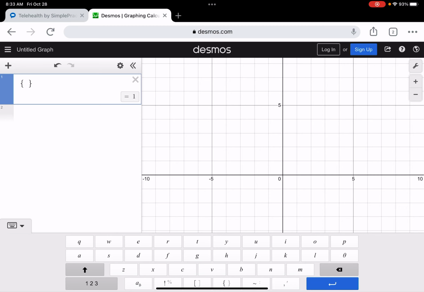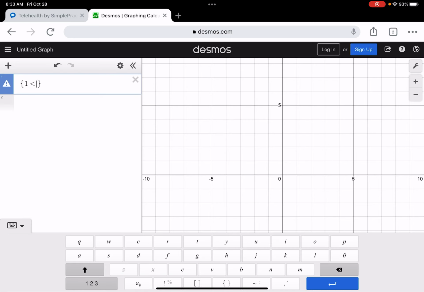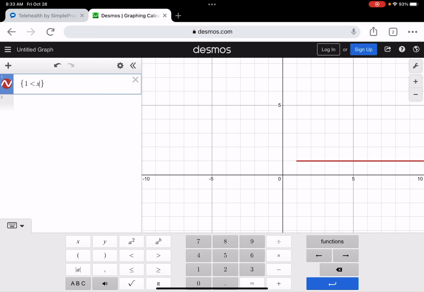I can see that it goes from 1 to 3. So on my restricted domain, you're going to do this squiggly parenthesis, and then start with the smaller number. 1 is less than x, which is less than 3. So now we have a line from 1 to 3. Good?